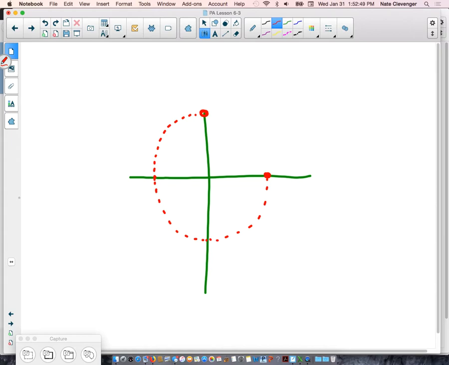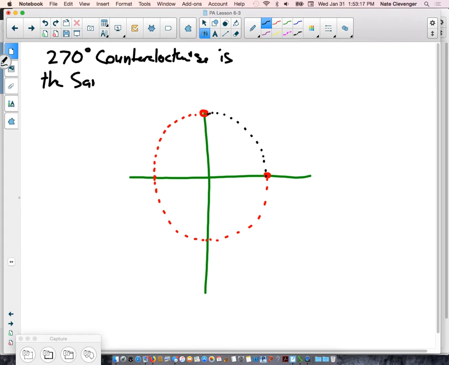We can also get from here to here by using a clockwise rotation. Agreed? A 90-degree clockwise rotation gets you to the same location as a 270-degree counterclockwise rotation. So 270 counterclockwise is the same as 90-degree clockwise. It's going to the same location. One just goes one way, the other goes the other.